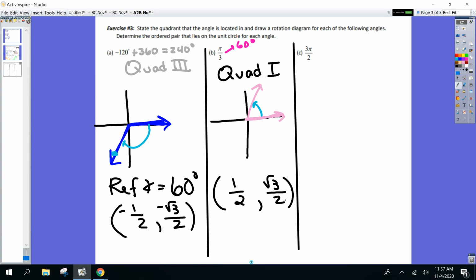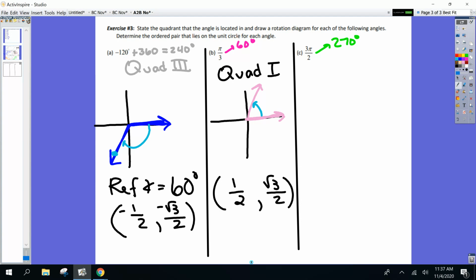Everyone all right? I went over that pretty quick, but everyone okay? All right, what about C? 3 pi over 2. Boom, bang it out. 3 pi over 2. That's 270. Where's 270?